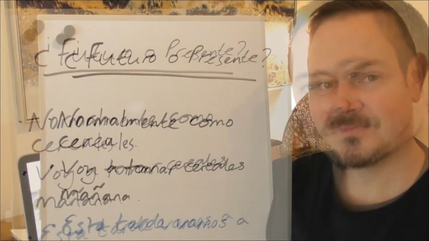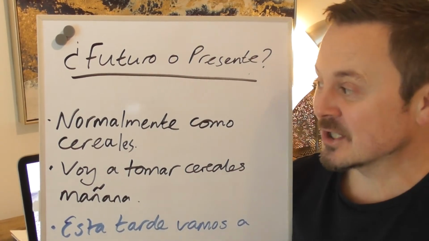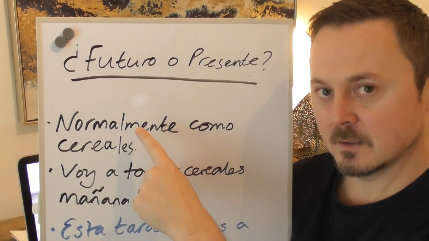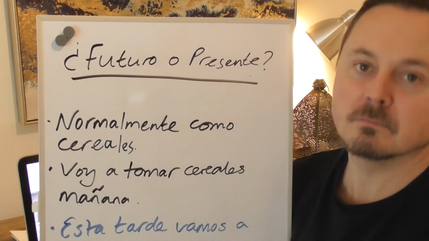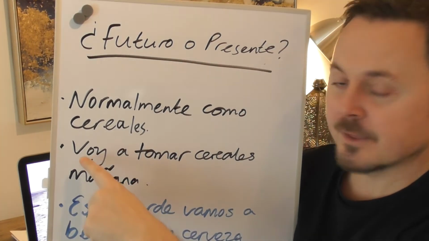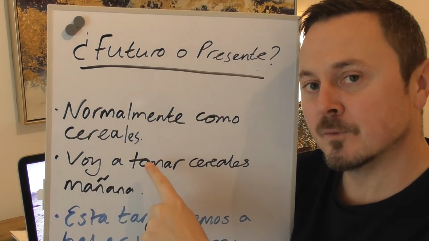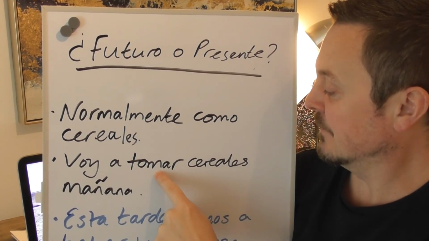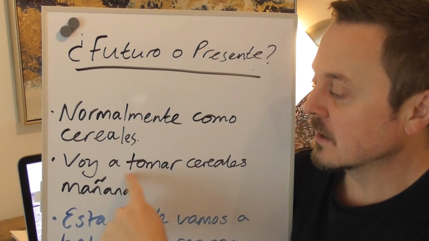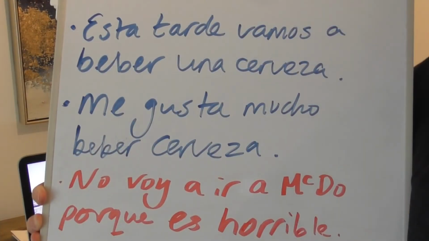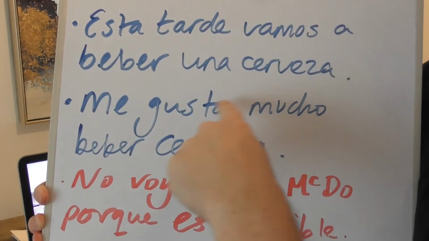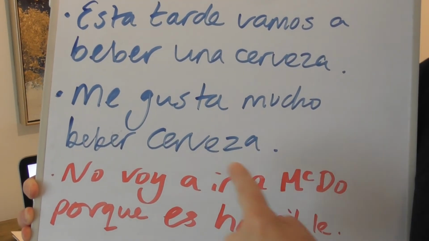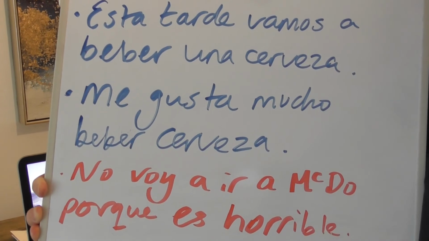Okay, so the signpost here, normally, would tell us that's probably going to be the present tense. Normally I eat cereals. Yeah. And here we've got our 3-step process, haven't we, to form in the future. So we've got I'm going to have cereals tomorrow. Signpost tomorrow, okay? Okay, same process. Which of these two is present and which is future? Have a look at this sentence and see if you can work out which tense that is.